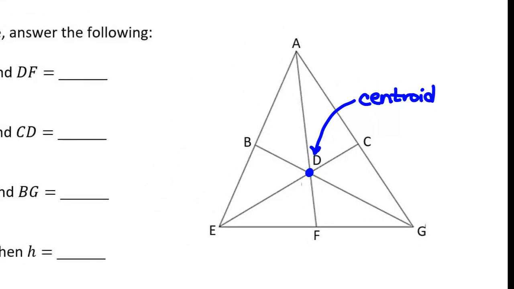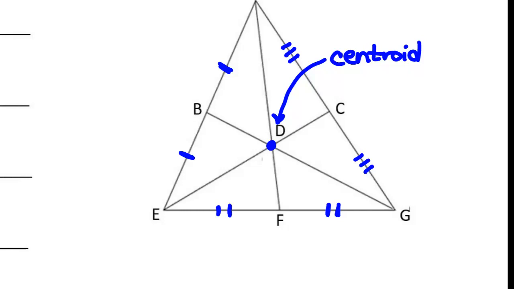So what does that mean about B, C, and F? They're midpoints. So AB is the same size as EB. EF is the same size as GF. AC is the same size as GC. Then I'm going to label my X's and my 2X.